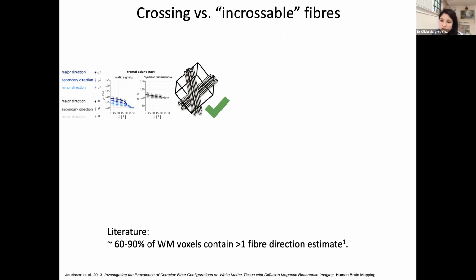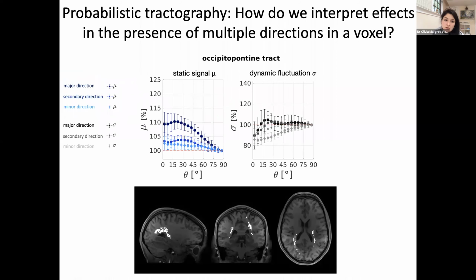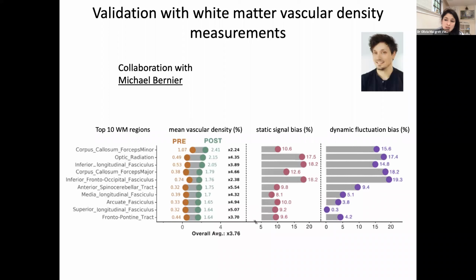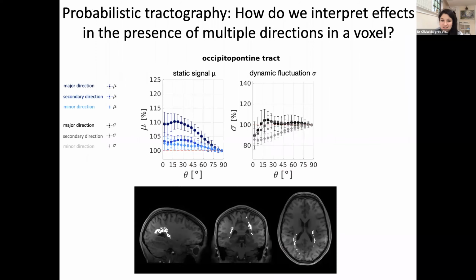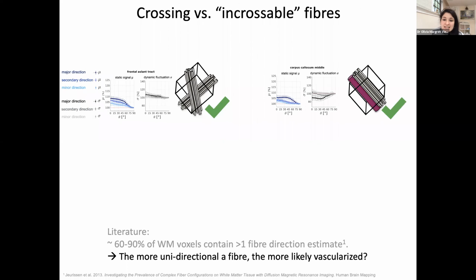We see static orientation bias among all 3 direction estimates. And all 3 directions also show a dynamic orientation signature that scales with the static orientation component. And we suspect, because the orientation bias is positive and fairly low, that maybe the frontal aslant tract is just not very much vascularized or not vascularized at all. And also going back to Mike's ranking, the frontal aslant tract didn't even make it into his top 10 fibers that are vascularized. Here's the corpus callosum, which is known to be more unidirectional.